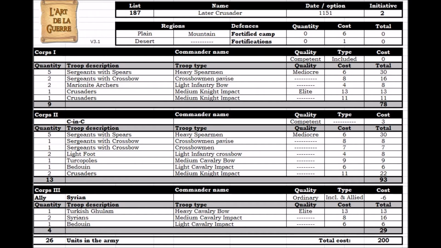It's another Syrian ally to maneuver and hopefully get out there to stop the Ayyubids squirting away from this real grinding press from the rest of it, with an elite heavy cavalry Turkish Gulam with an included general, heavy cavalry bow, 2 medium cavalry impact, and a light cavalry impact as well for, I think, almost exactly the same 4 for a 26.